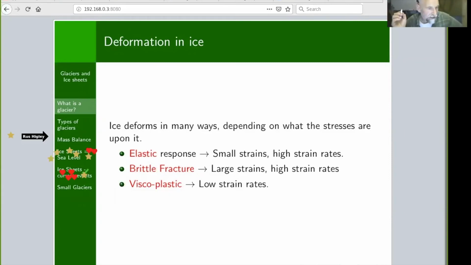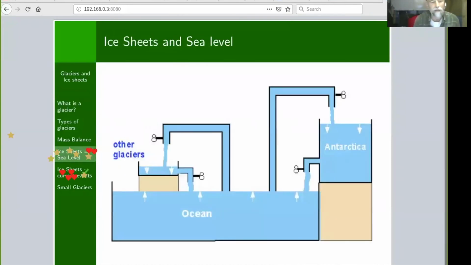So ice sheets and sea level, current events. Okay, that's beautiful. I will skip over the types of glaciers and mass balance. The types of glaciers are things you can look at in the slides. Those are in the Google Drive, so you can always look at that. So let's move on to some sea level and current events. The sea level thing can really be summed up by a figure like this.